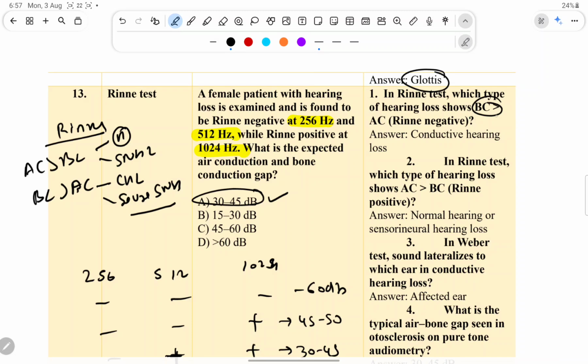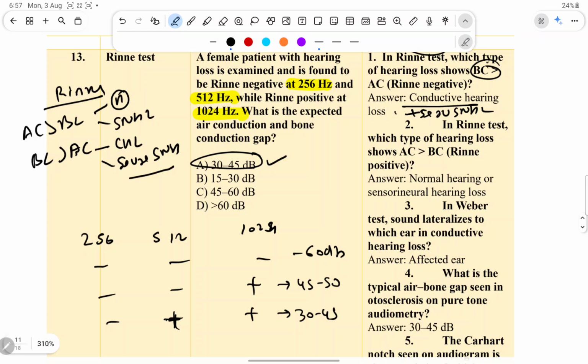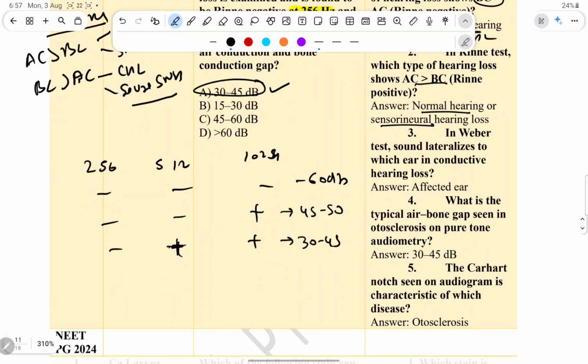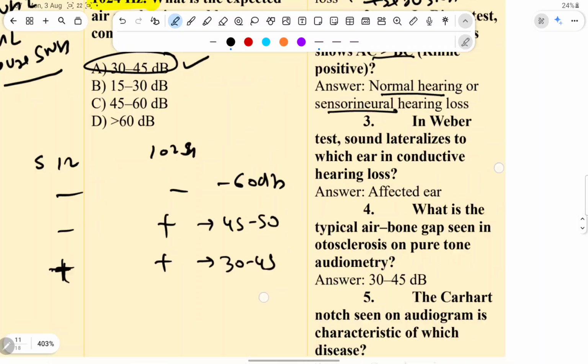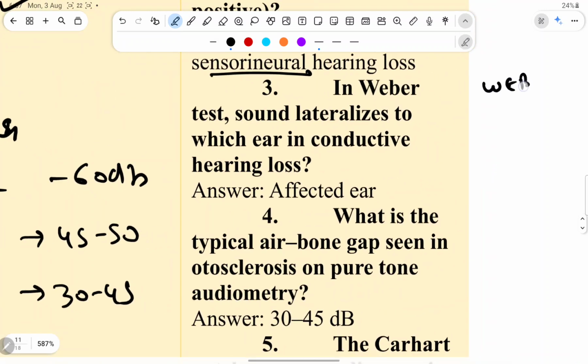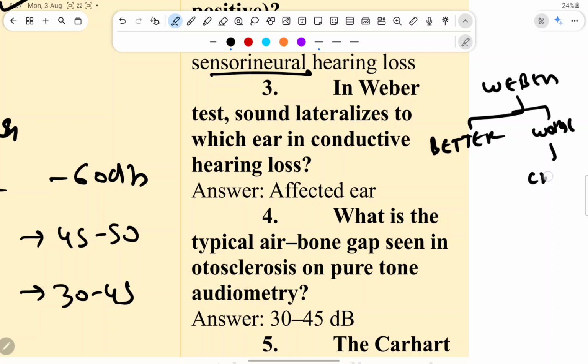So BC more than AC can be conductive, plus it can be severe SNHL also. In Rinne's test, which type of hearing loss shows AC more than BC: normal or sensorineural hearing loss? In Weber test, sound is lateralized to better or worse side. If sound is lateralized to the worse side, it is CHL. If the better side, then it is SNHL.